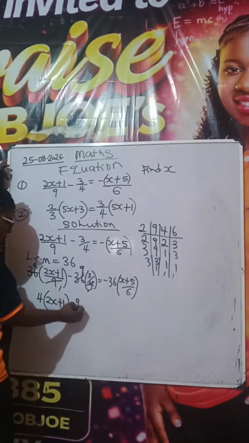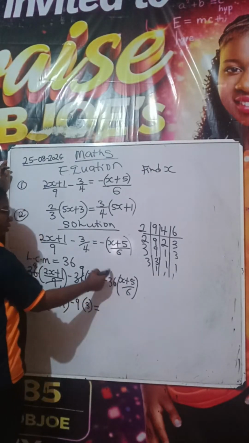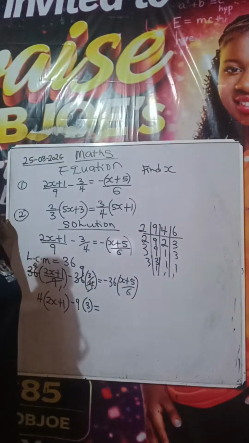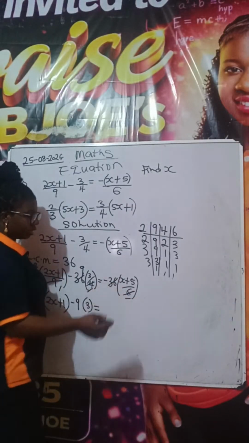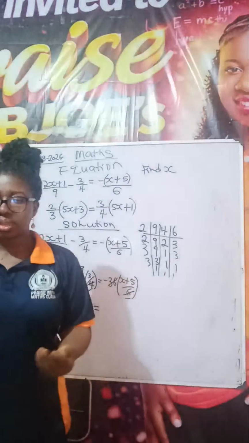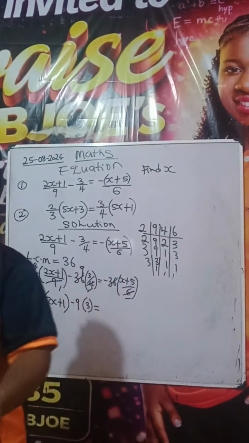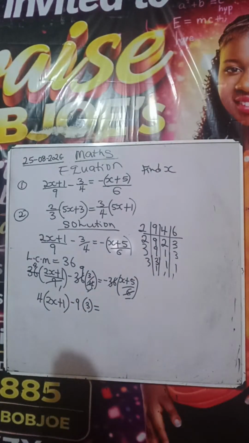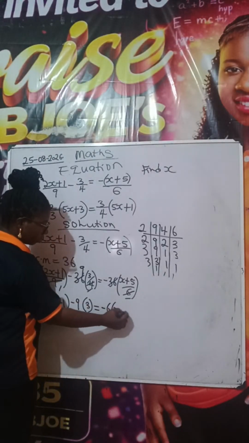So we have minus 9 multiplying 3. Then equal to, use this 6 to divide this. So 6 divide itself 1. How many 6 in 36? 36 divided by 6, what do we have? That will give us 6 times. So we have minus 6 times x plus 5.